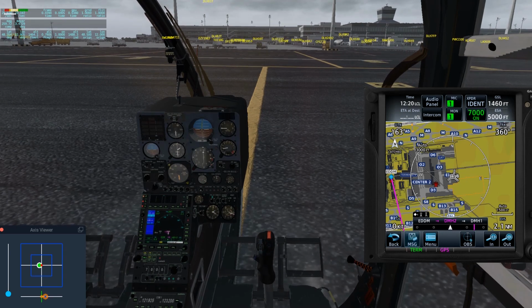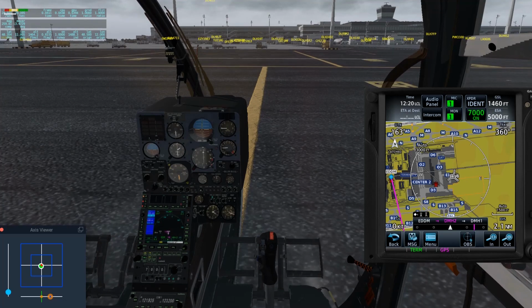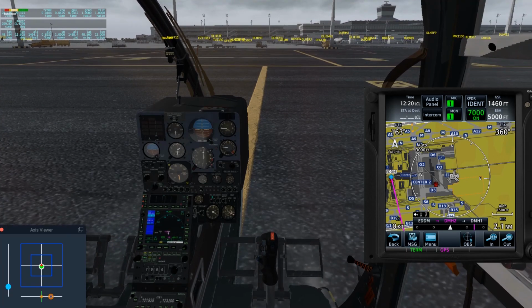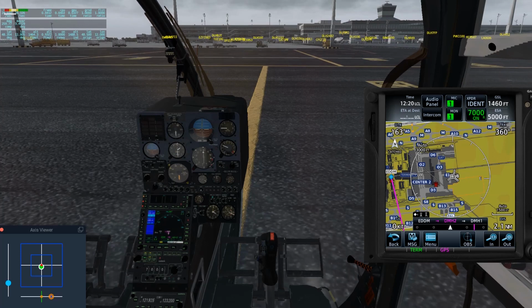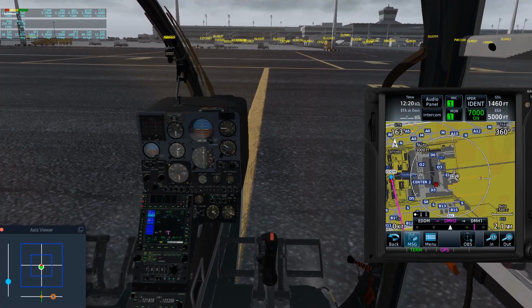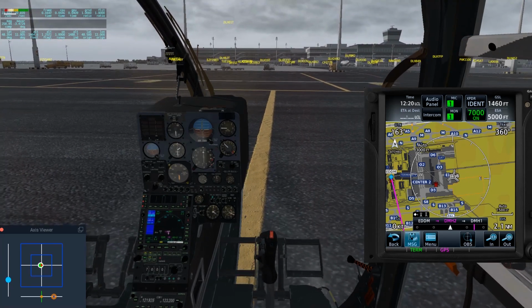Lufthansa 8 Juliet Tango requesting pushback. Lufthansa 8 Juliet Tango, hello, squawk 1000 please. Squawk 1000, Lufthansa 8 Juliet Tango.